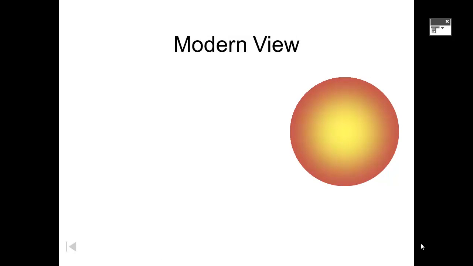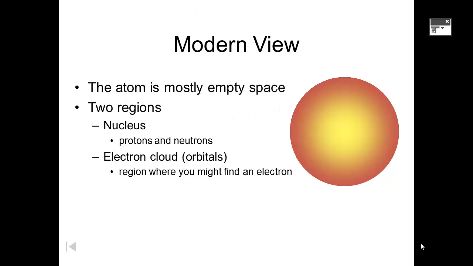So that's our modern view. Most of the atom is empty space. We have the nucleus, which contains the protons and neutrons, and the electron cloud. That's where the electrons are most likely located. I'm going to let you guys copy this down.